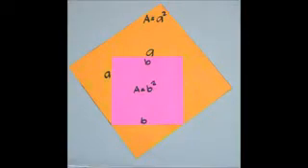As you can see, the two squares having the areas a squared and b squared fit into the square that we made, which is equal to c squared. Therefore, when you add the two squares, a squared plus b squared is equal to c squared. And that is how we prove the Pythagorean theorem using the manipulative device.